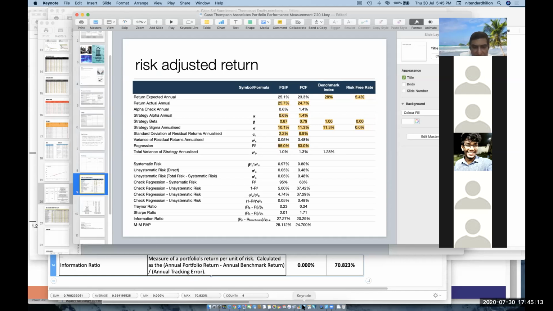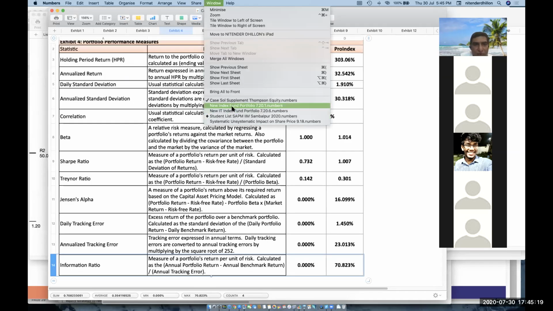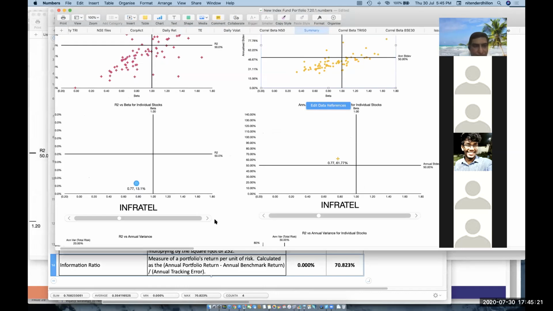Infratel वाला example. Yes, sir. हाँ बताओ. Try करो अपने आप. Yes, sir. One second, let me pull it up. So for considering beta, we'll say that.